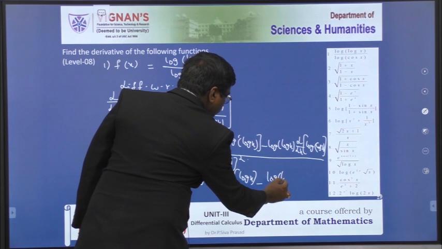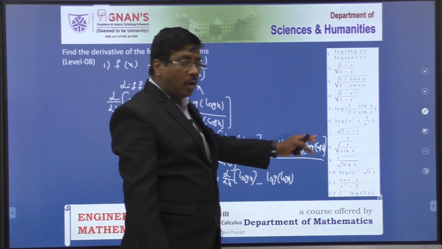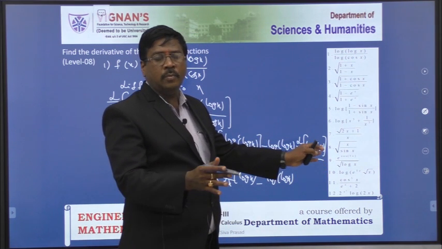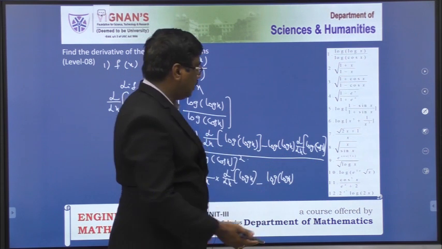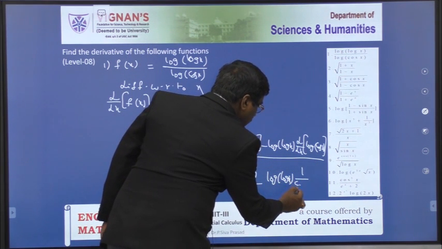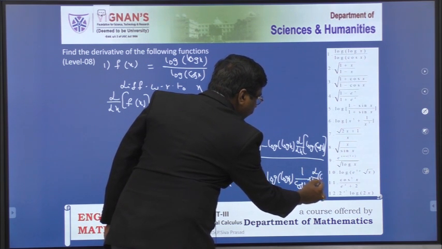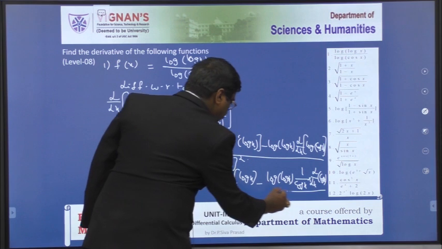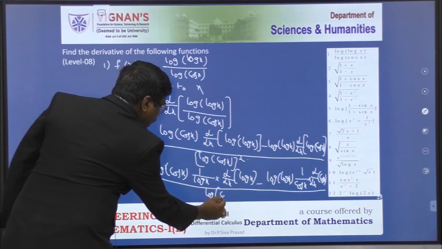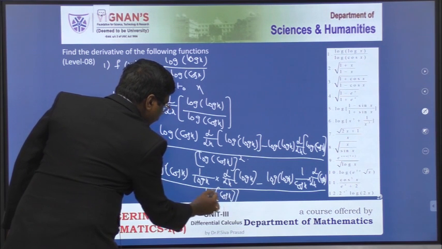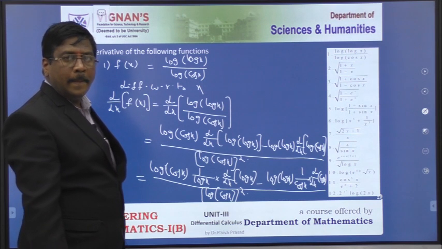log of log x into the derivative of log of cos x. Then I assume log of cos x as log x, and the derivative of log x is 1 by x. Therefore, this is 1 by cos x into, again, the internal derivative d by dx of cos x, by log of cos x whole square. All of you get the point.